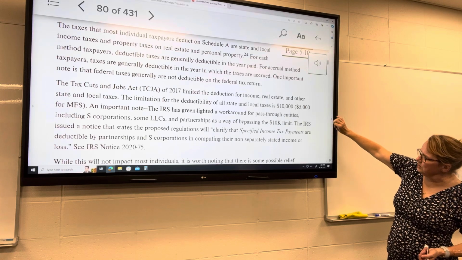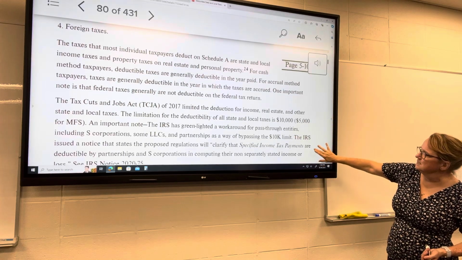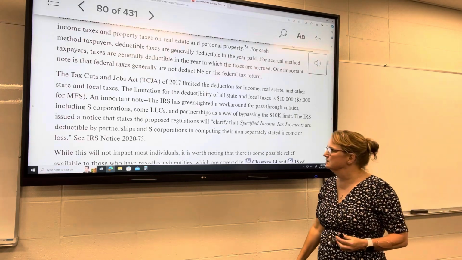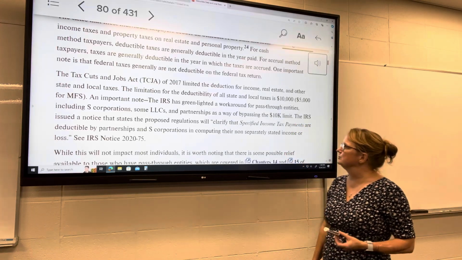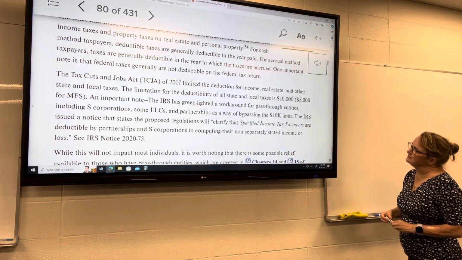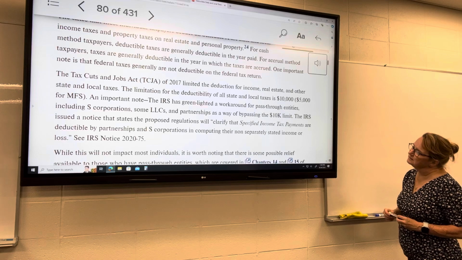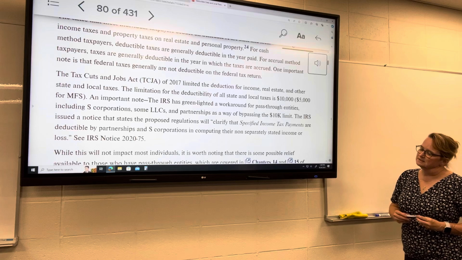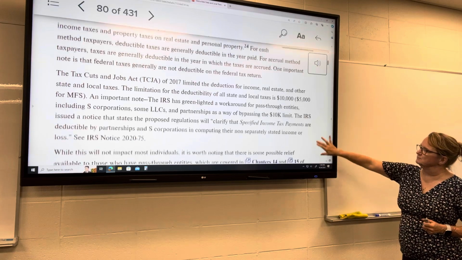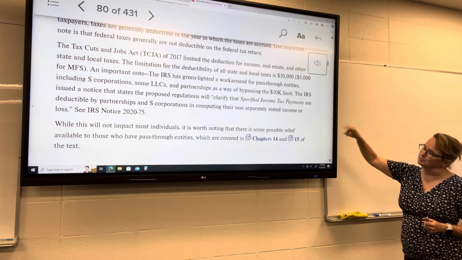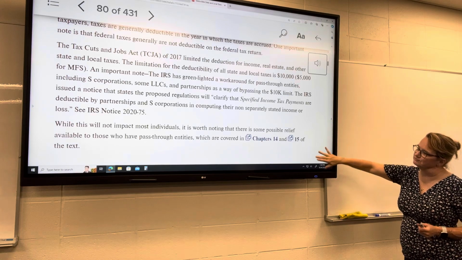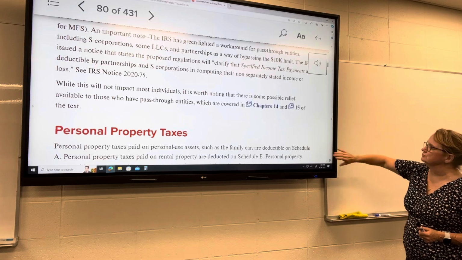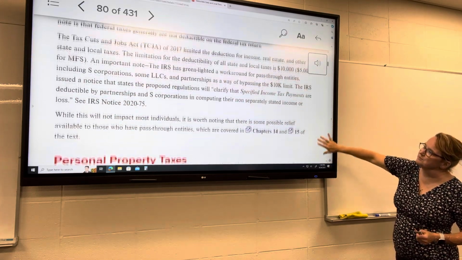So I guess there's a workaround. I didn't see this one. A workaround for pass-through entities, which we'll talk about what those are a little bit later. S corps, LLCs, partnerships, bypassing the $10,000 limit. I guess what they would do, that's interesting, is you could have your business own the property and then get a full deduction for it. Interesting. Okay, that's relatively new.